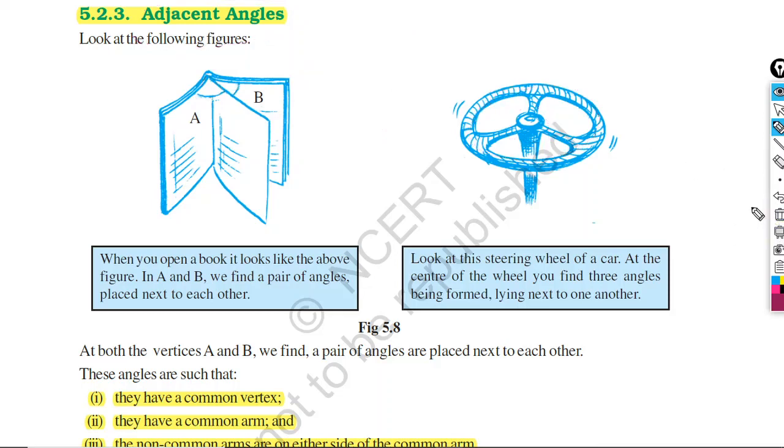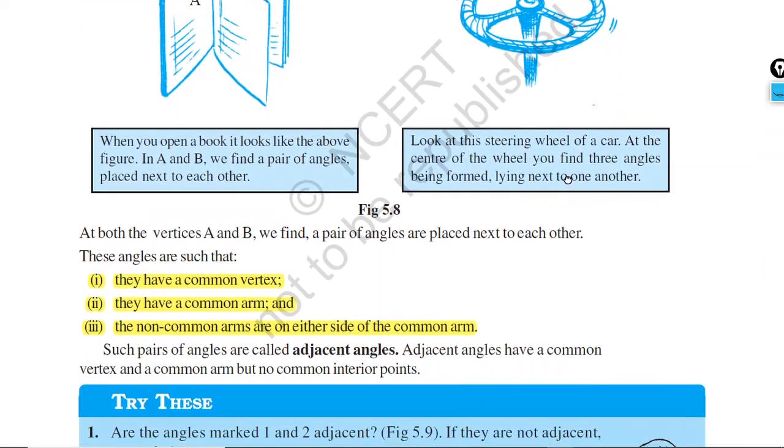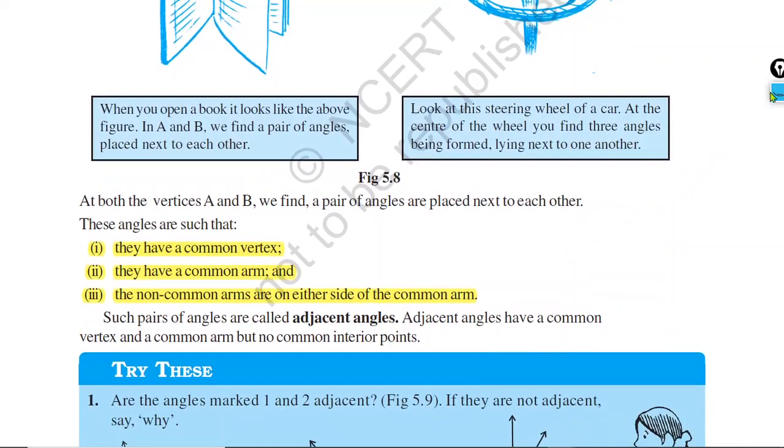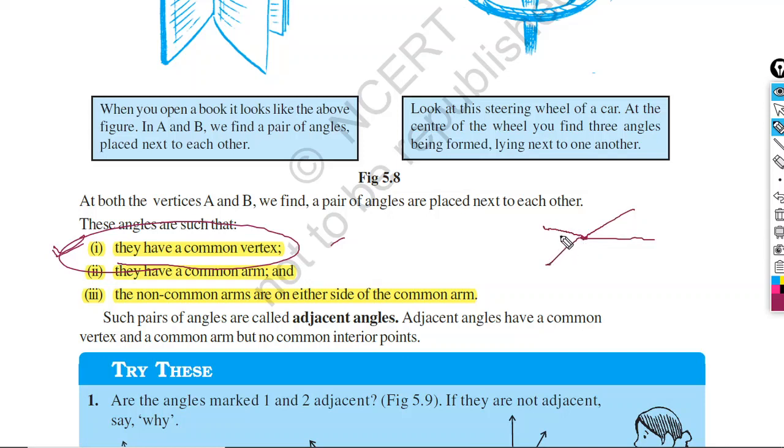So there are some conditions for being adjacent angle. What are the conditions? In order to be adjacent angles, the first condition is they must have a common vertex. The two angles must have a common vertex. Suppose I take a common vertex. Now there are two angles, these two angles. Can we call them adjacent angles? Let's see whether we can say or not. Common vertex means they must have a common vertex like this.